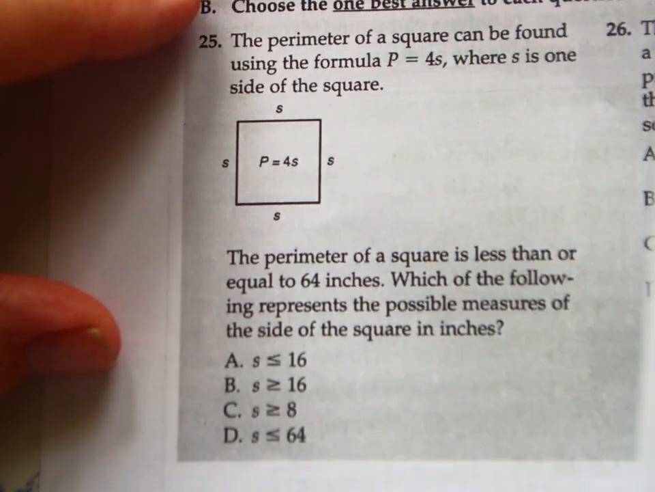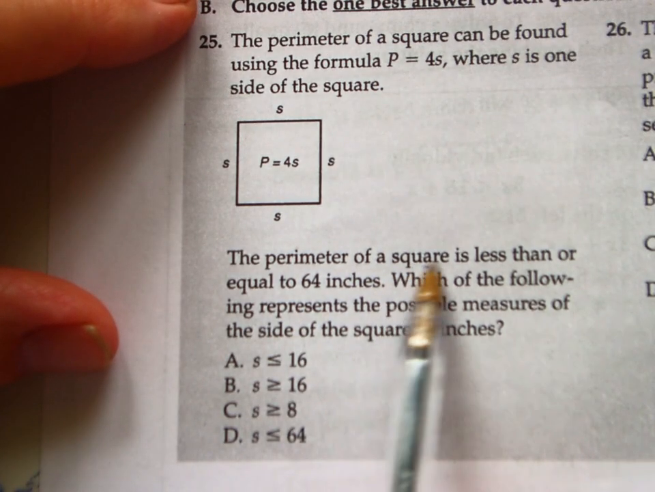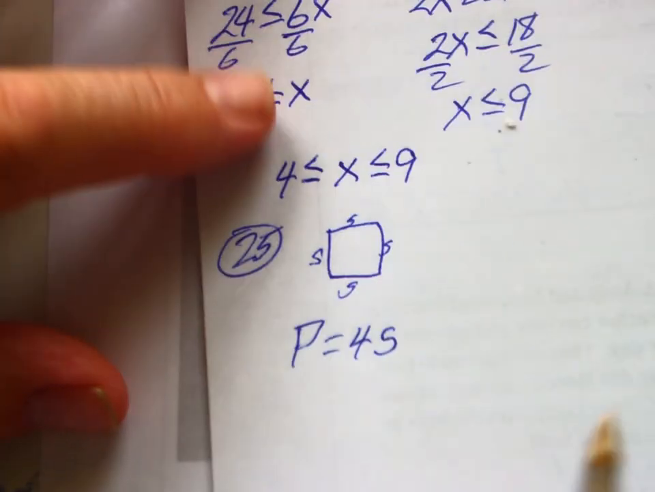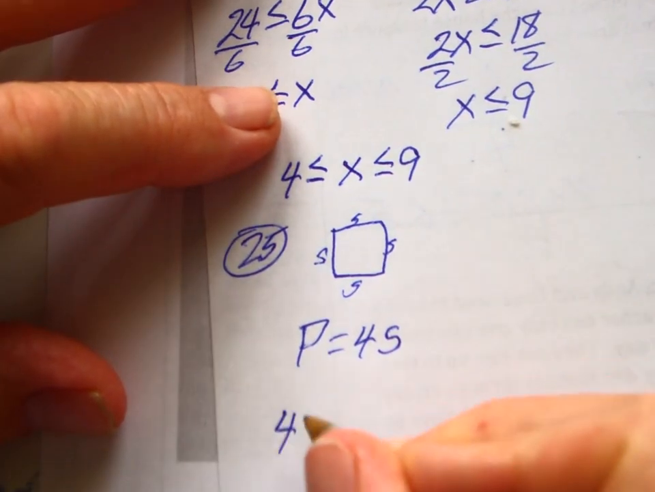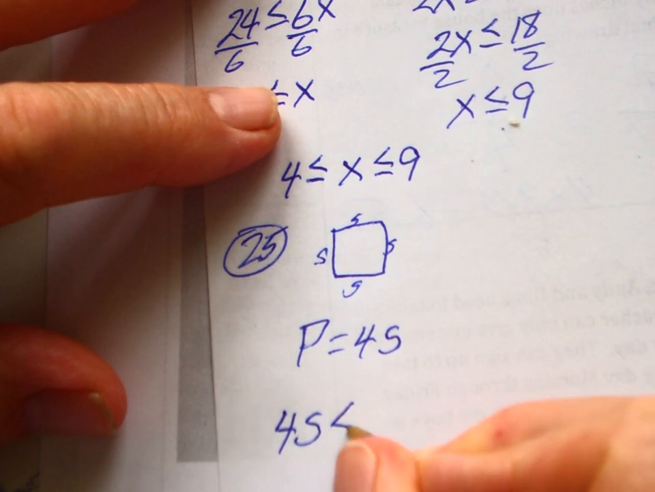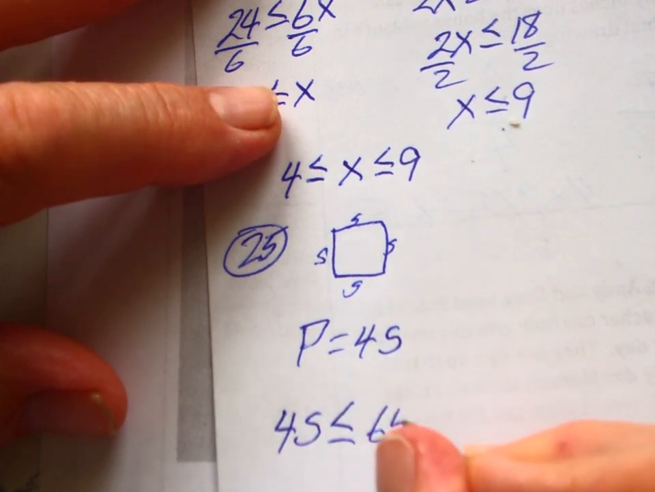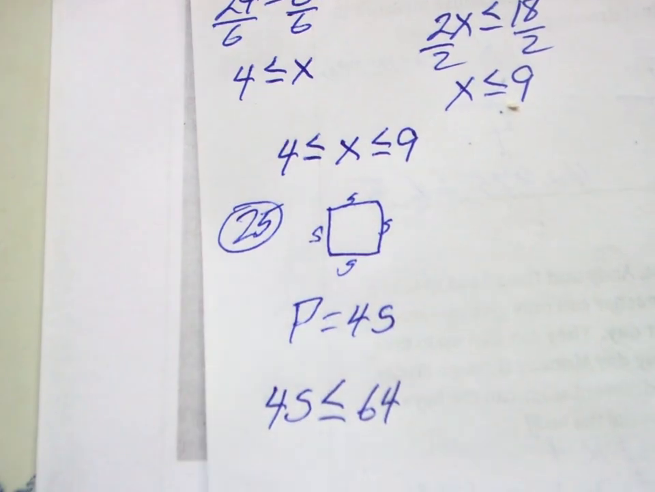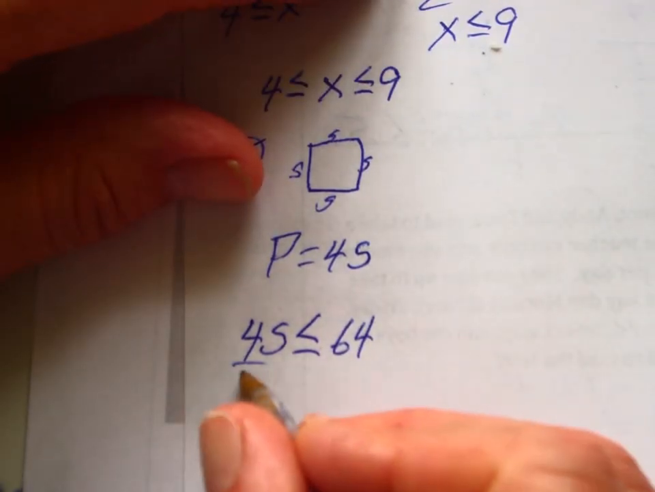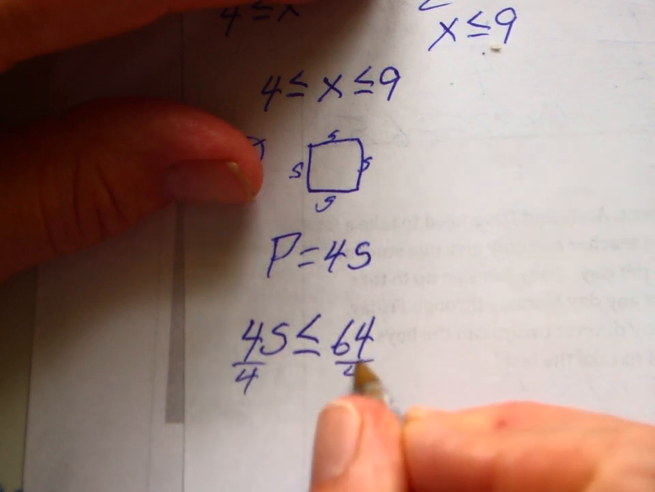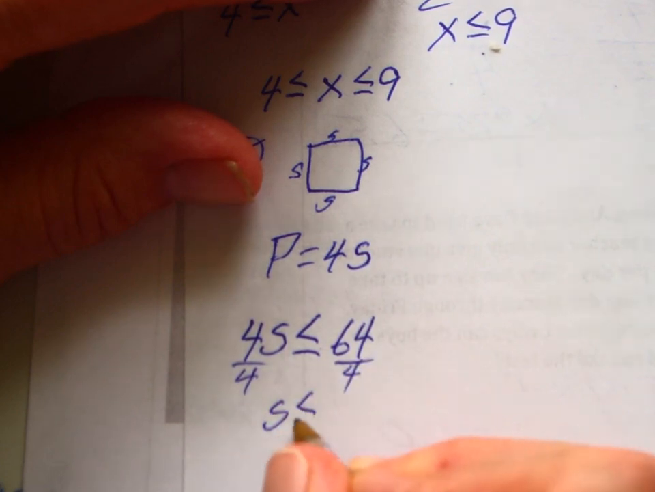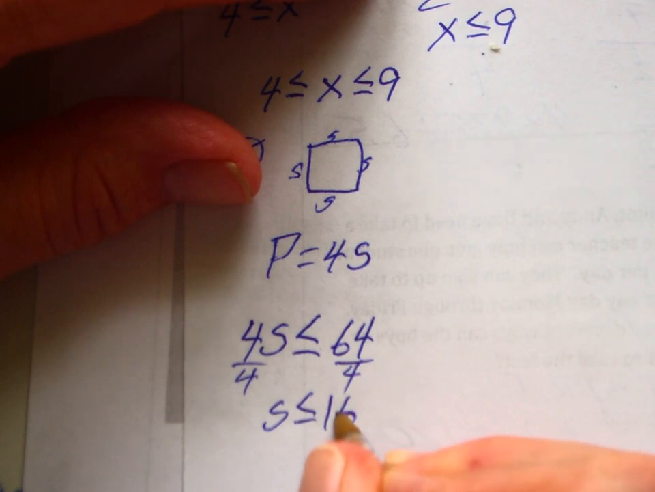Well, what did it say? The perimeter is less than or equal to 64. So the perimeter is 4S, right? Is less than or equal to 64. 4 times the side must be less than or equal to 64 because it says the perimeter is less than or equal to 64. How do you get S? You divide by 4. S is less than or equal to 16.